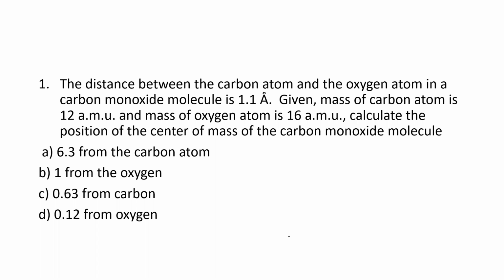So for the carbon monoxide molecule, we need to calculate. The options given are 6.3 angstrom from the carbon atom, 1 angstrom from the oxygen, 0.63 angstrom from the carbon, and 0.12 angstrom from the oxygen. So we need to calculate the distance of carbon and oxygen in carbon monoxide. The formula is CO. The distance between them we need to calculate. Suppose you consider the carbon is at the origin.